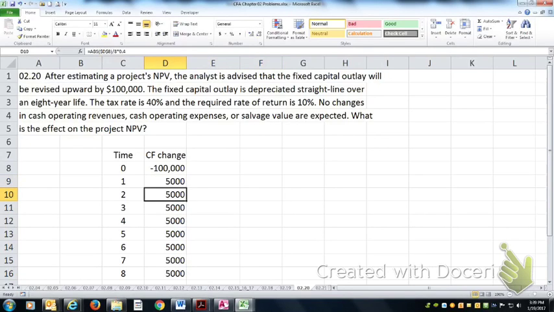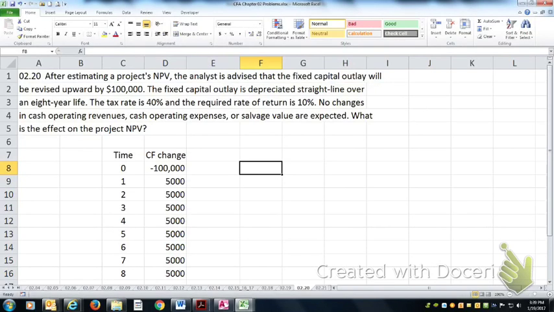And doing the math, that's $40,000 of depreciation tax savings. If it's a 40% tax rate, then you're going to get a tax write-off of 40% of the $100,000. And so there it is, 8 payments of $5,000.